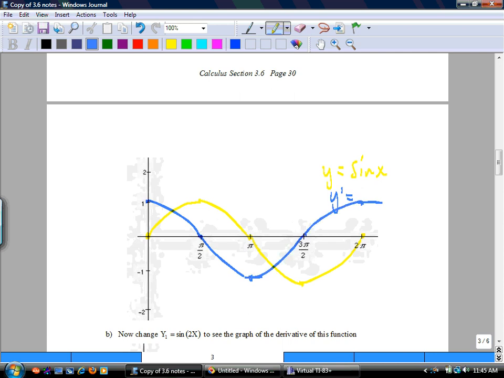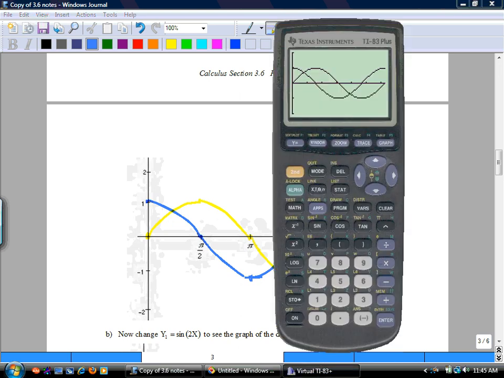Okay? Vars over to Y-Vars, and it's in the function menu. But like I said, it's not important.